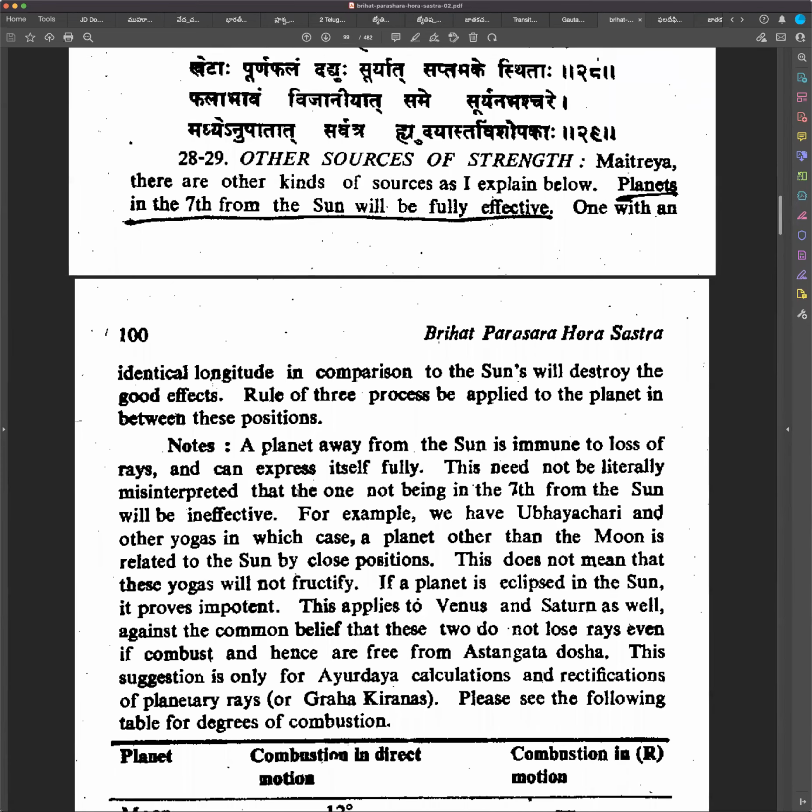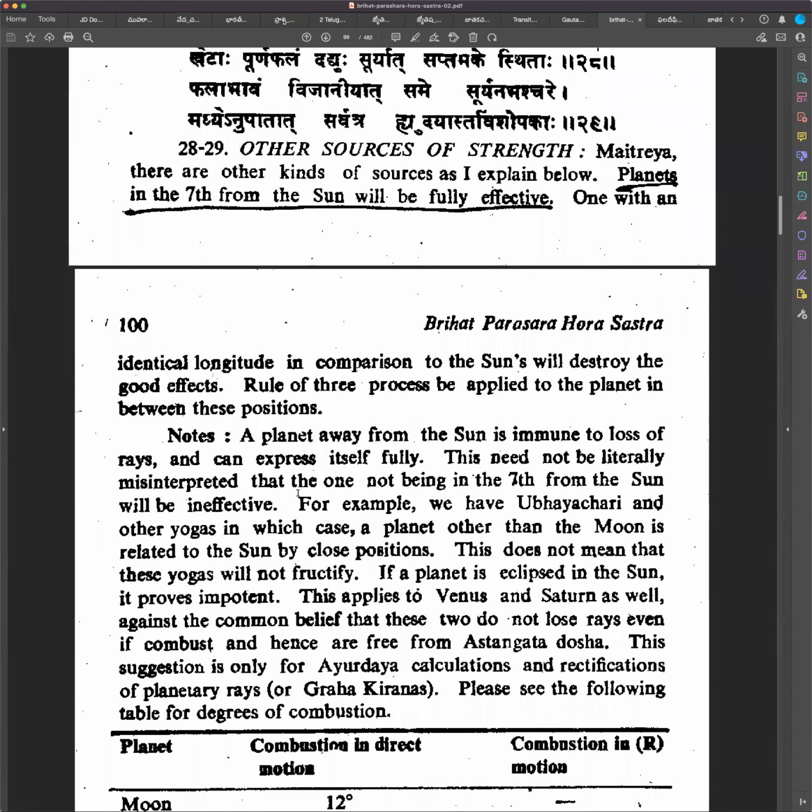So here Maharshi is speaking about the sources from the Vimshopaka Bala only. Maitreya is a Shishya, a disciple of Parasara, so he is saying everything to him. He is saying that any planet far from the sun gives the full results. It is very effective.